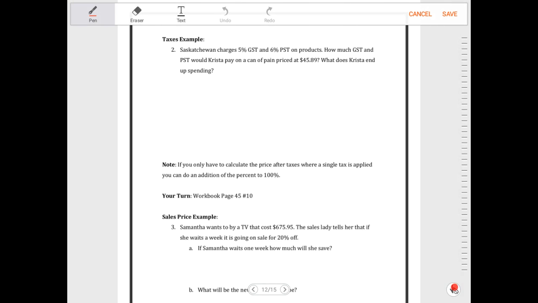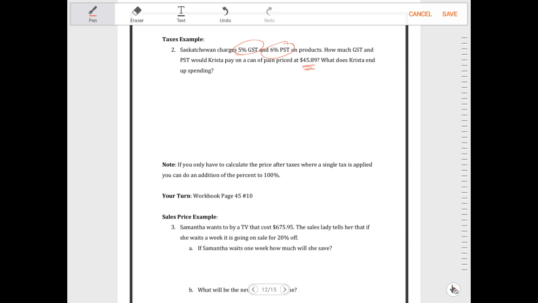This is taxes now. So let's say you live in Saskatchewan, you actually have two taxes applied to your purchases. You have GST, which is 5%, and you have PST, which is 6%. So you have to figure out, if you go and buy something, where does your price end up? The trick is you have to calculate them both separately, and you have to calculate them based off of your regular price. So you have to figure out what is 5% of this number, that gets added on, and what is 6% of this number, and it gets added on.